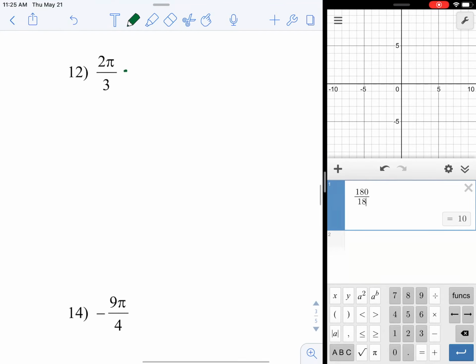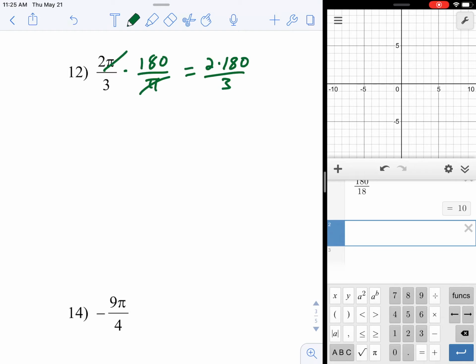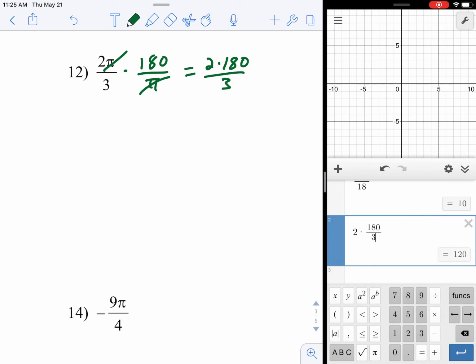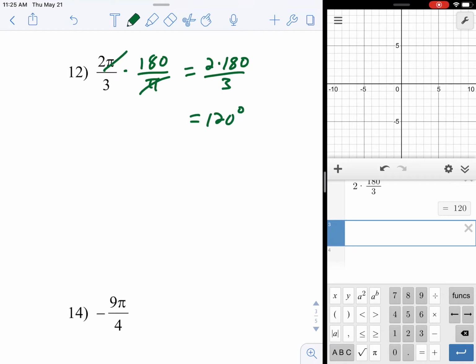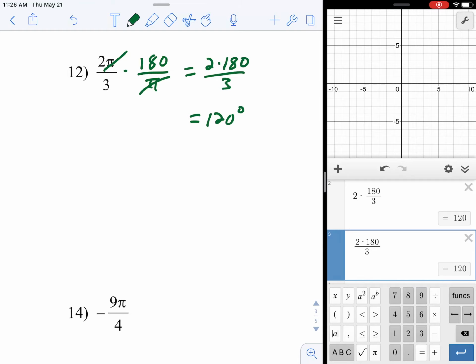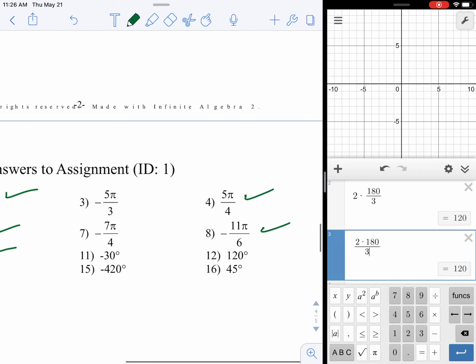Number 12, again, multiply by 180 over pi. The pi's will always cancel out. We're left with 2 times 180 over 3. And that's something you can work out, but you can just use your calculator. 2 times 180 over 3 is 120. Stick a degree symbol on there, and you're good. Now, you might think that I did something wrong. It should be 2 times 180 like this over 3. But that gives you the same answer. There's just 2 different ways of typing in the same thing. So 120 is the answer. And right there.